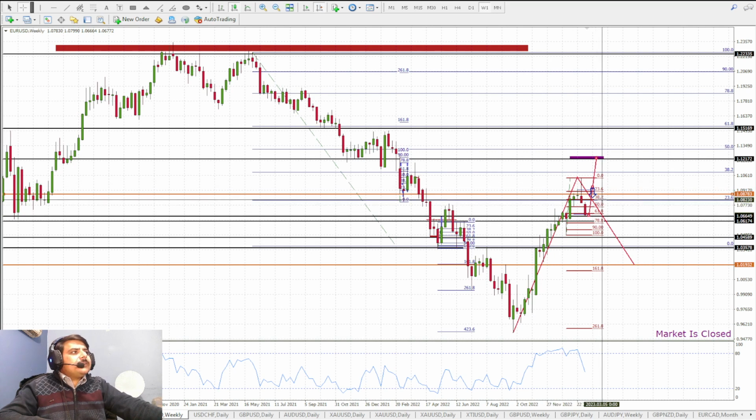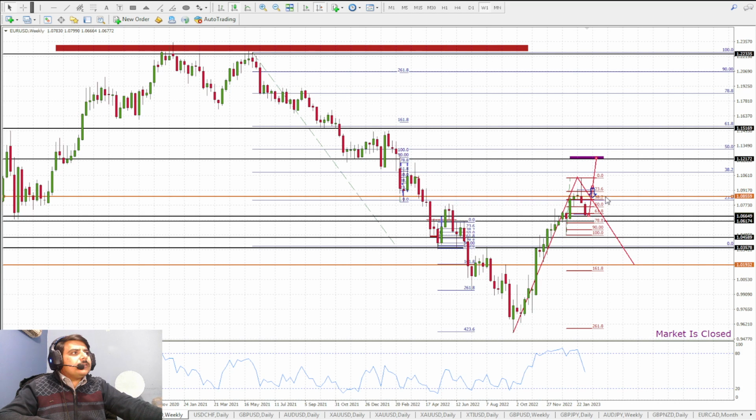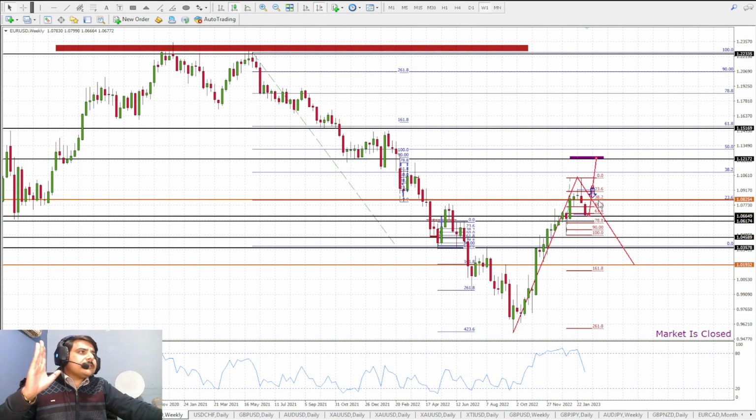But remember this 1.0823 or 25, this is going to be a very nice sell opportunity during the upcoming week. With a stop of 231 pips, you can easily generate 650 pips, right? So this is the euro US dollar for the upcoming week.